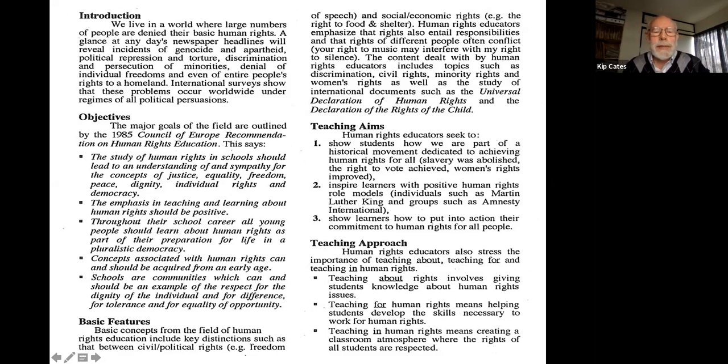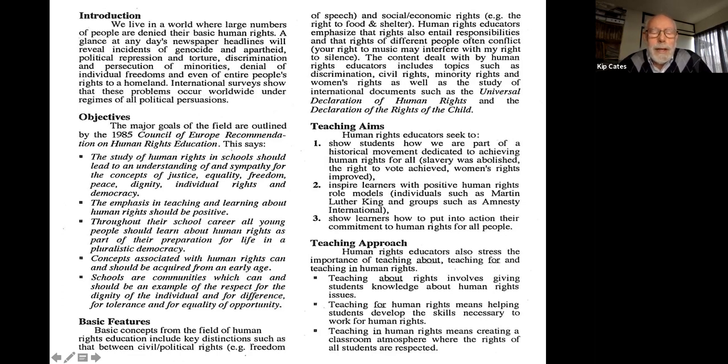So teaching objectives. For me, one of the major documents dealing with human rights education is the 1985 Council of Europe recommendation. And this has 5 main points. This Council of Europe recommendation says, number 1, the study of human rights in schools should lead to an understanding of and sympathy for the concepts of justice, equality, freedom, peace, dignity, individual rights, and democracy. Interesting phrasing, to understand and have sympathy for. Second point, the emphasis in teaching and learning about human rights should be positive. Too often, human rights can seem very dark and kind of gloomy. Positive approach important.